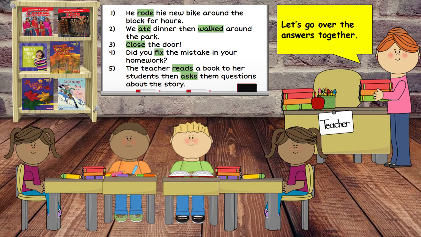Number 5. The teacher reads a book to her students, then asks them questions about the story. Reads and asks have been highlighted. They are the action words in this sentence, and these words are the verbs.